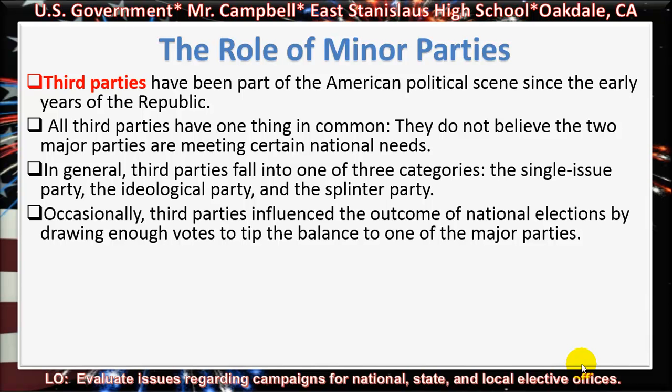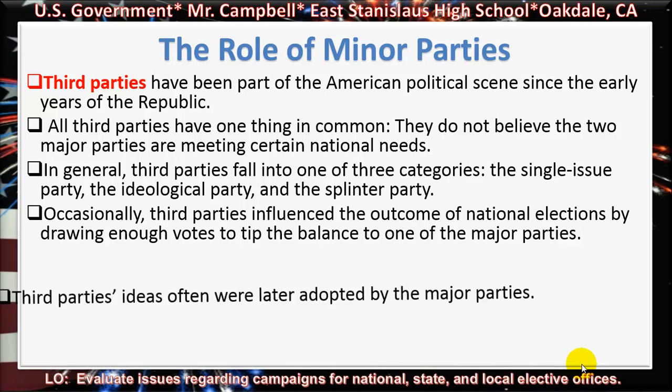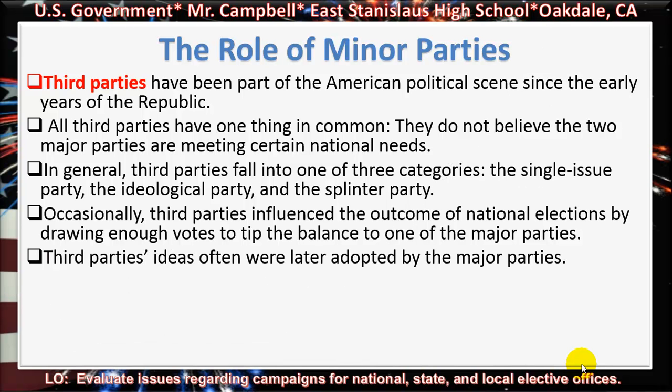So we've never really seen a third-party candidate have much of a real shot at getting elected, but they will sometimes ultimately affect the outcome of a race. And third parties' ideas were often later adopted by the major parties. So a lot of times you may have a third party that does pretty well because their message, or one of their ideas, resonates with the American electorate. And there's a group of American people that really buy into their idea, and oftentimes one of the major parties will pick up that idea and adopt it as their own.